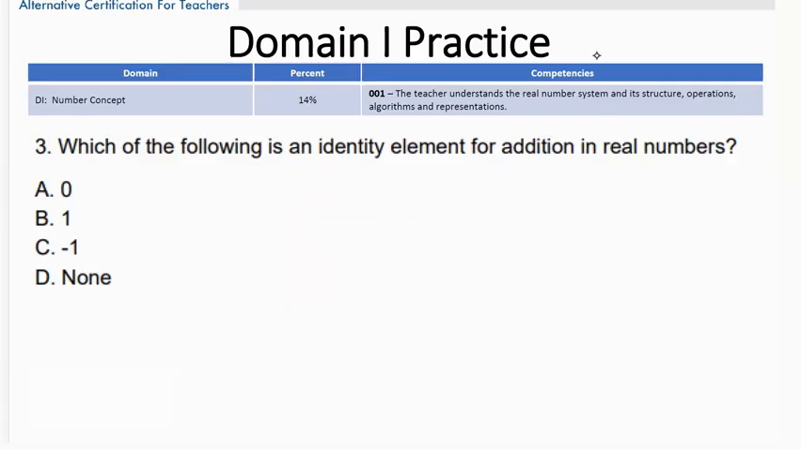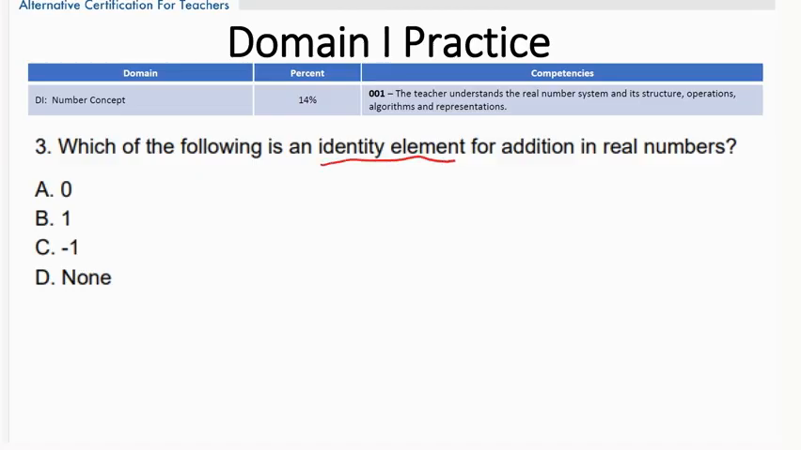Which of the following is an identity element of addition in real numbers? So this is a theory. You need to understand the theory. What are the theories? Like identity element, let's say distributive property, associative property, what else? Commutative property. They're asking us what is the identity element.